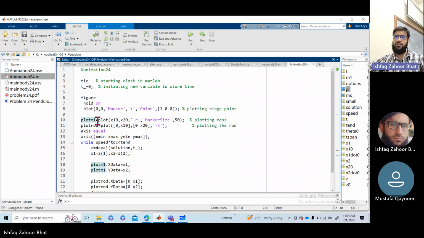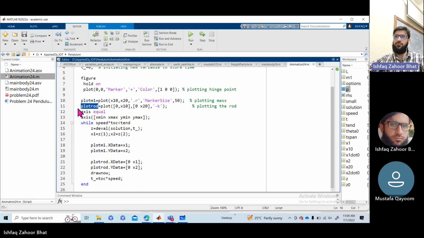So I can change something. This is known as the handle for it. So now what can I do? I can use this handle to change its x data. Similarly, I have created a handle for this plot also to change its x and y data.